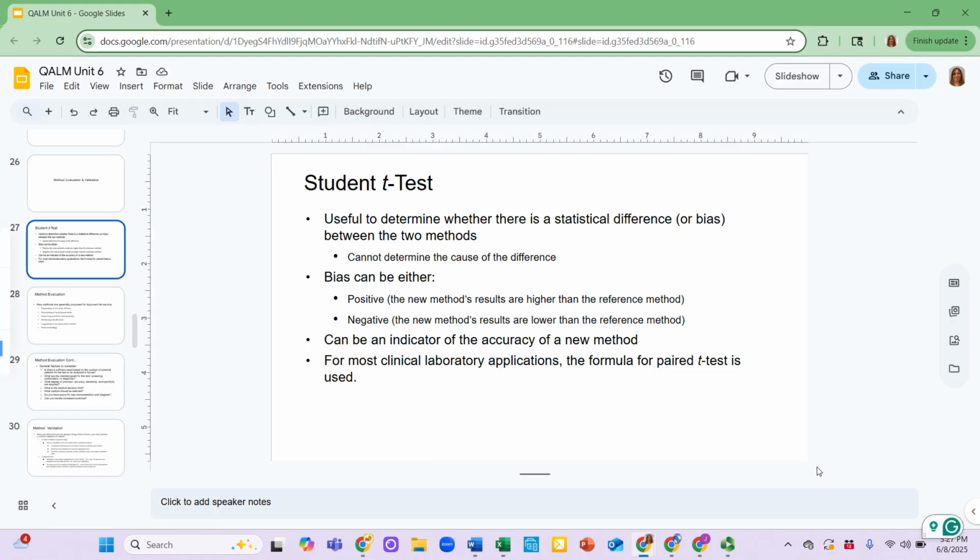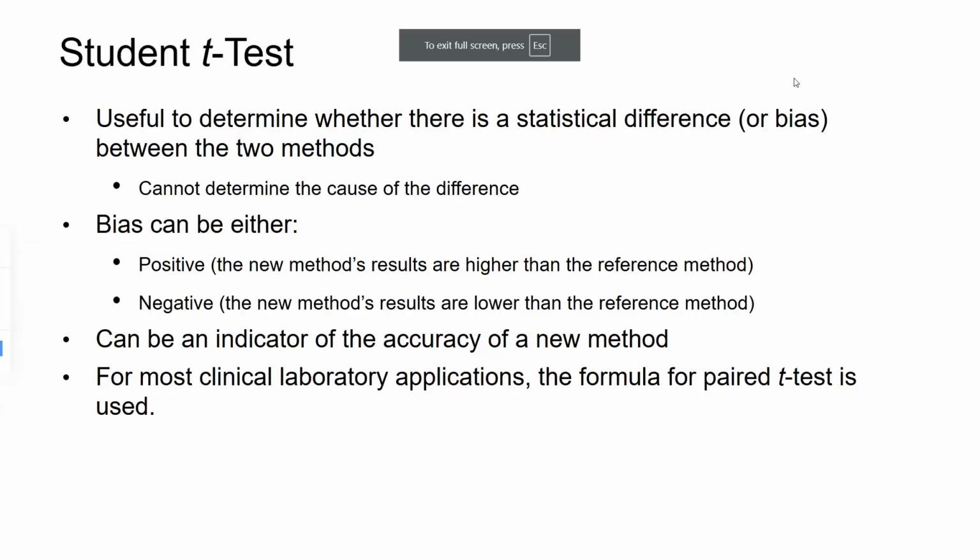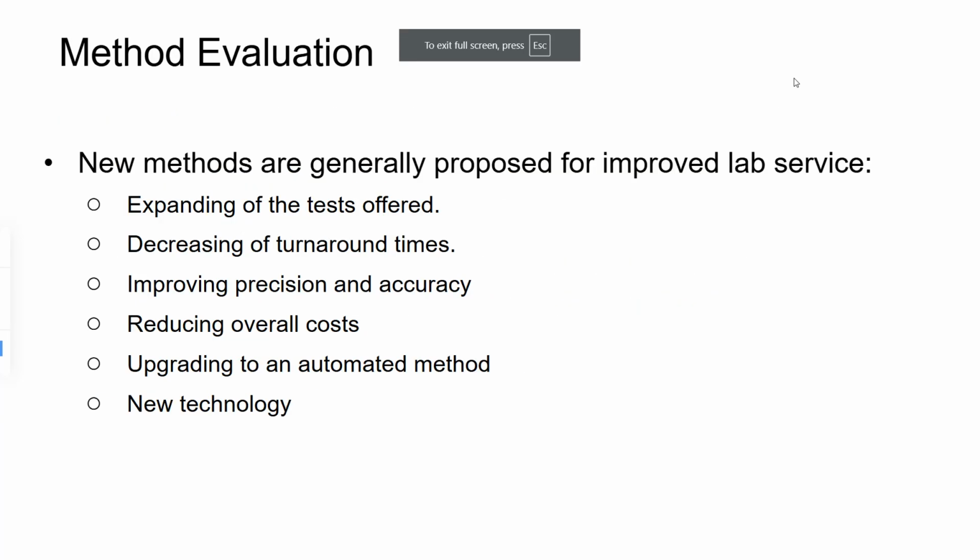So then going back here, we're going to continue on with our slides. New methods are generally proposed for improved lab service, expanding the tests offered, decreasing of turnaround times, improving precision and accuracy, reducing overall costs, upgrading to an automated method, and new technology.